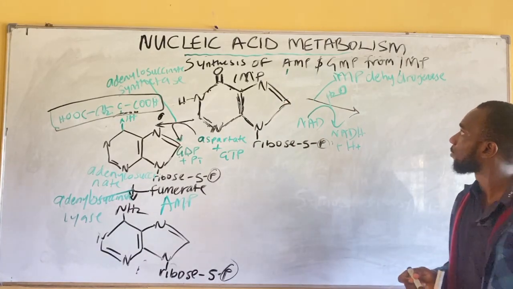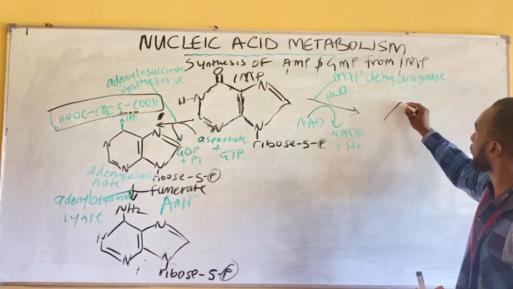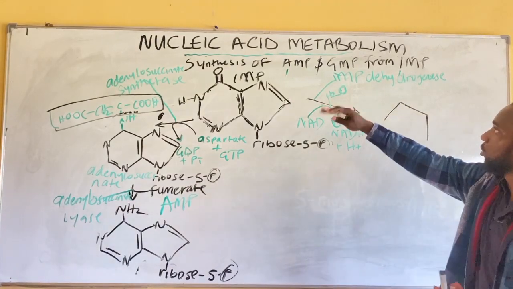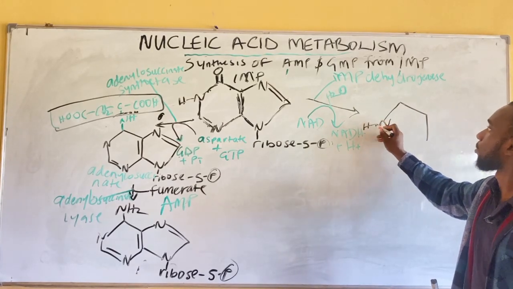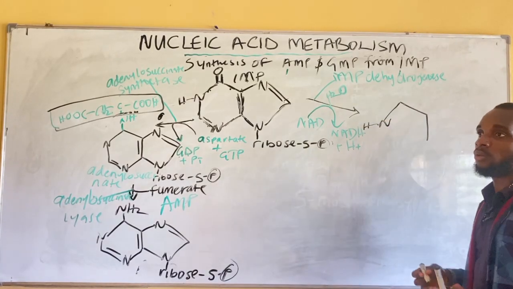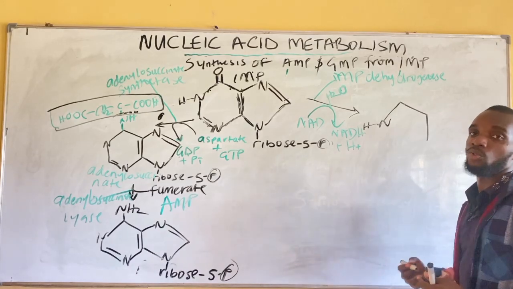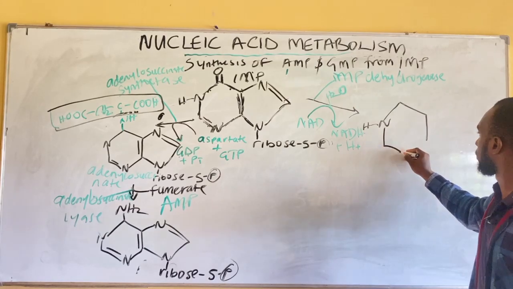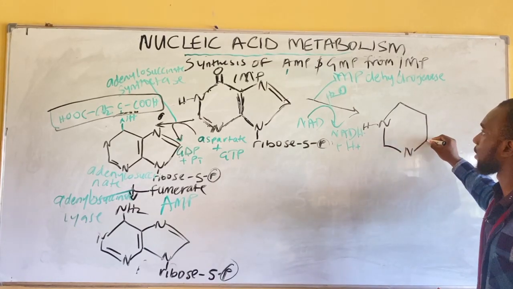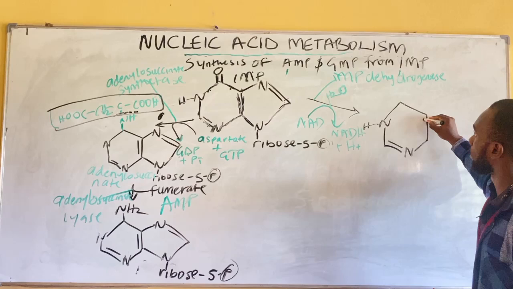Okay, so I'm redrawing this IMP, but I'll show you where the oxygen atom comes in. What is formed now is xanthosine monophosphate. That's what is formed now.